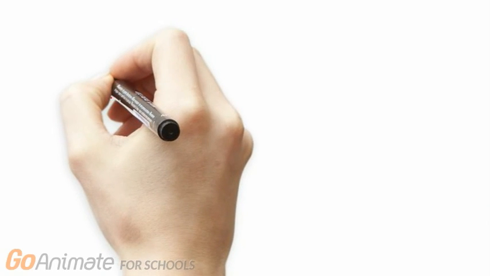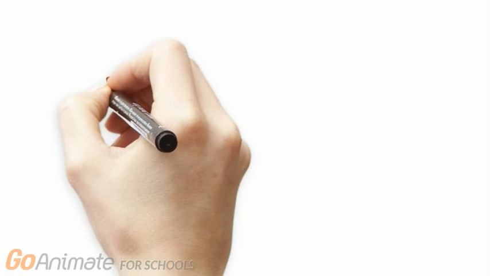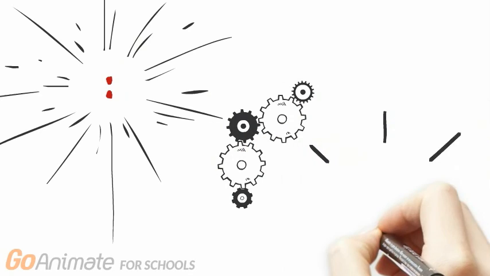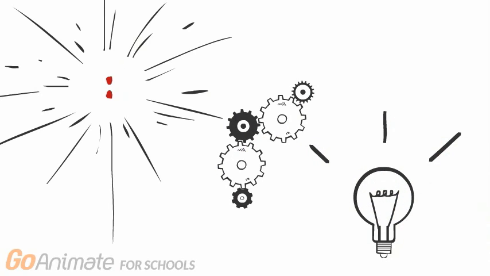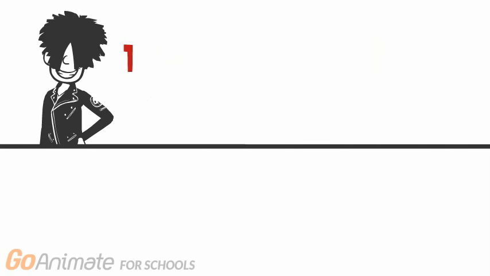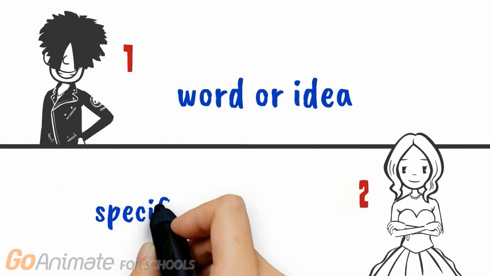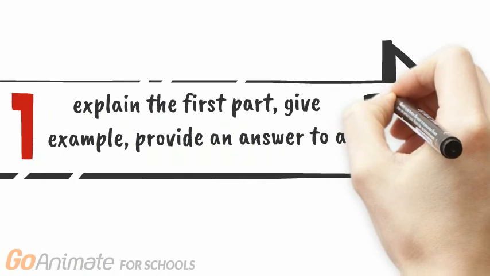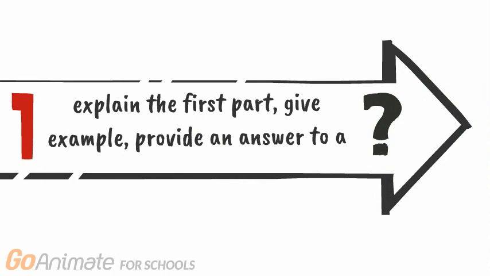The colon performs a special function. It signals the reader that something important or explanatory will follow. In this particular pattern, the colon signals that the second clause will specifically explain or expand some idea expressed only vaguely in the first clause. The first statement will contain a word or an idea that needs explaining. The second statement will give some specific information or example about that idea. Use it when you want the second part of a sentence to explain the first part, give an example, or provide an answer to an implied question.